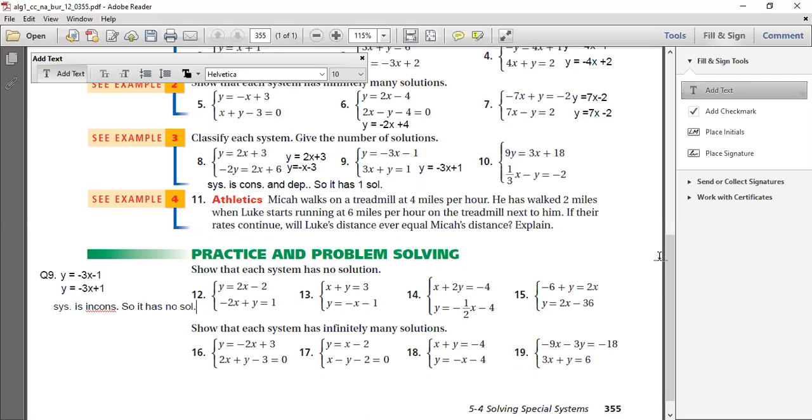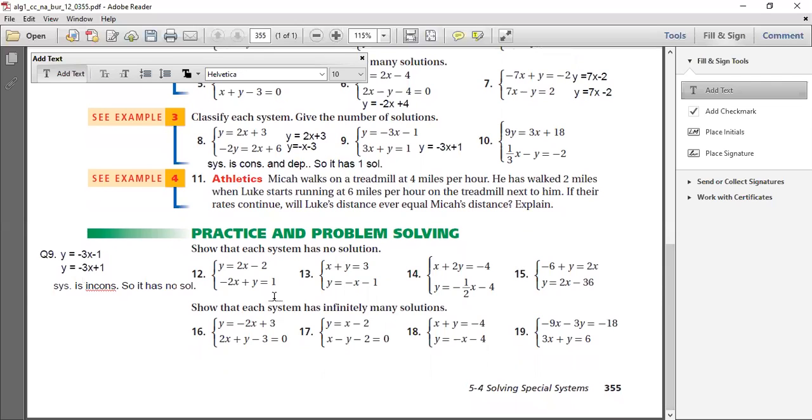Okay, so I'll give you 2 minutes. I'll give you the easy ones to do. Try to do question number 18 and then let's check how many solutions the system has. So do question number 18. Your 2 minutes starts now.